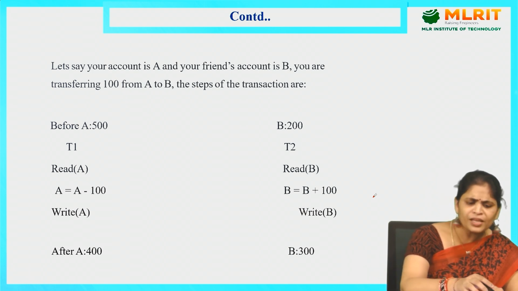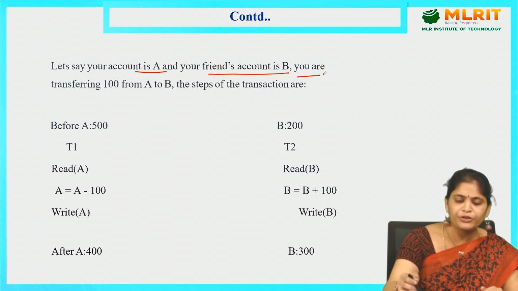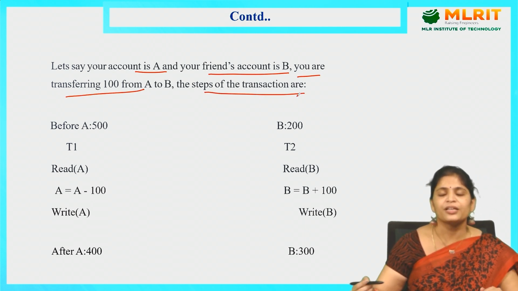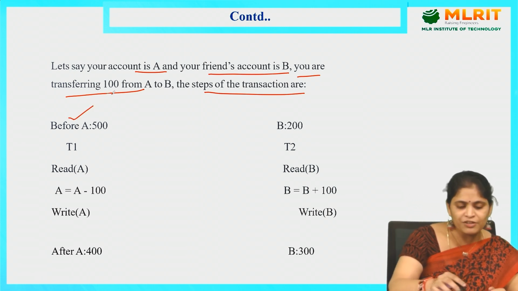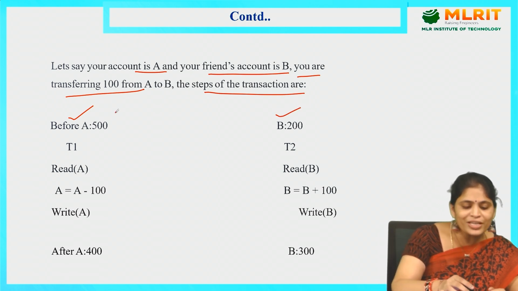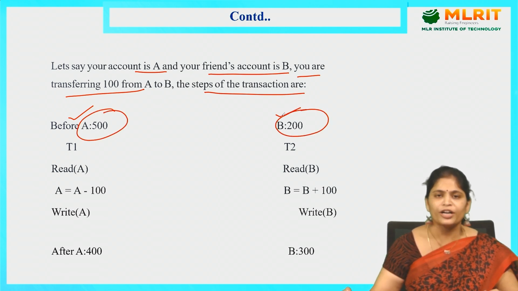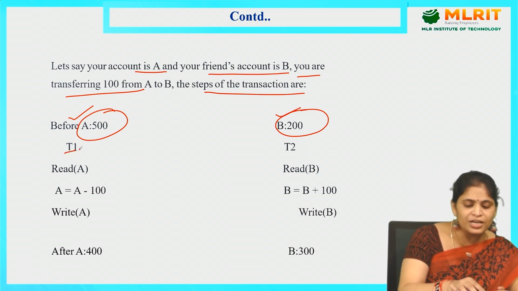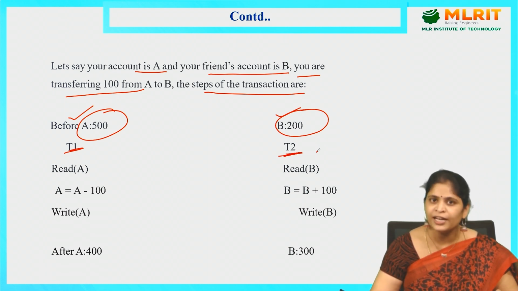Okay. So let's say your account is A and your friend's account is B, just what I have explained. You are transferring rupees 100 from A to B. The steps of the transactions are: here I transfer 100 rupees from A to B. Here A is nothing but myself, and B is my friend's account. So here A initially contains 500 and B initially contains 200. Whatever steps of transactions I perform, this is transaction 1 and this is transaction 2. T1, T2 represent transaction 1 and transaction 2.